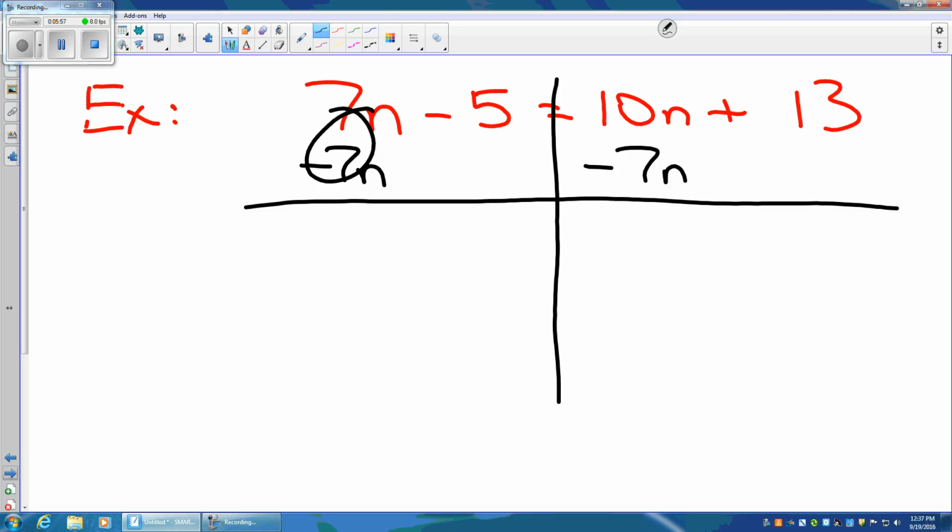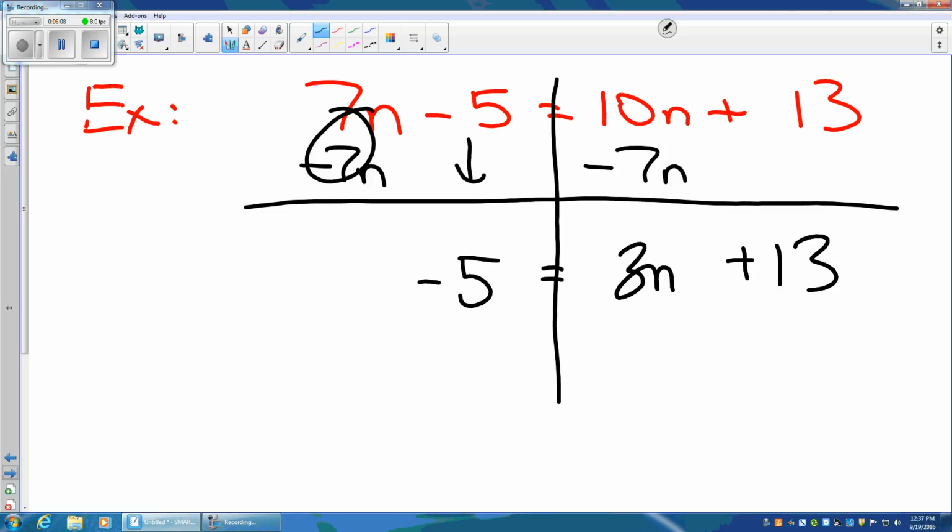One thing that a lot of students mess up on is right here. What drops down on the left side? Not just 5, but negative 5 is equal to 3n plus 13. And now, just like we said it was going to be, it's a two-step equation.